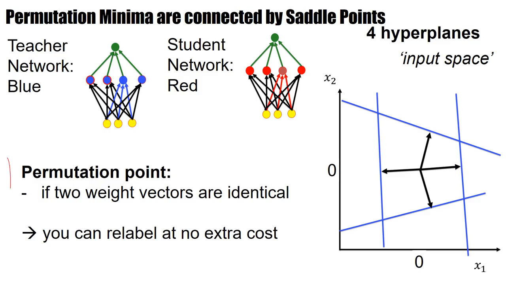So a permutation point is the moment when the two weight vectors that have been moved together are identical. And in this position, I have two weight vectors that are identical. That means I can exchange the indices of neuron 3 and neuron 4 at no extra cost because they are the same.